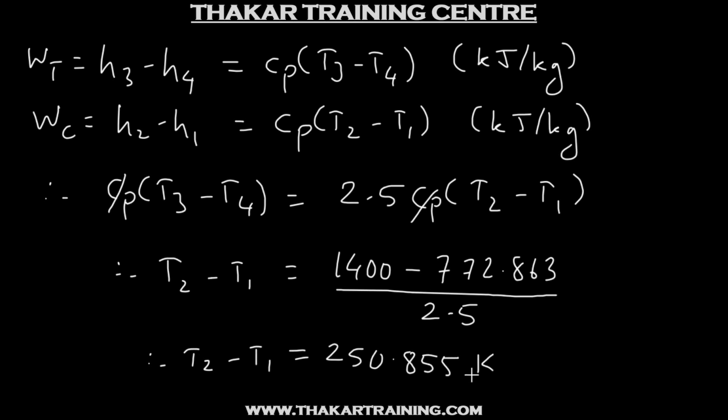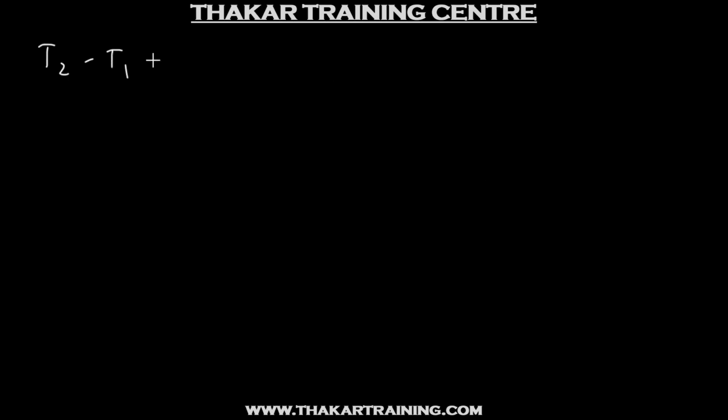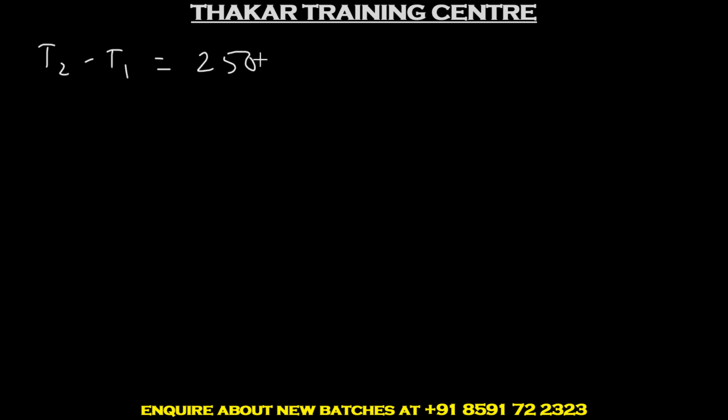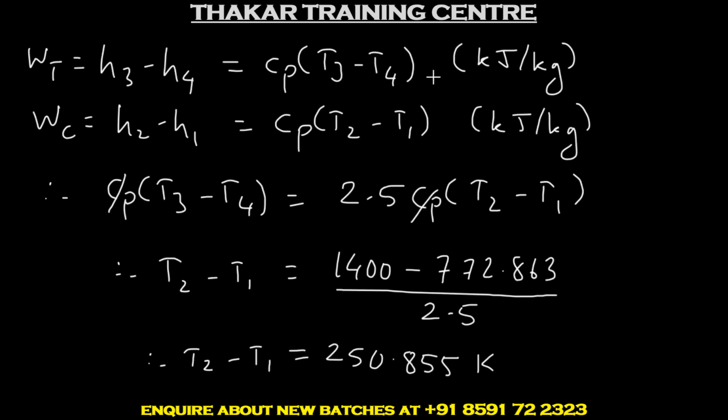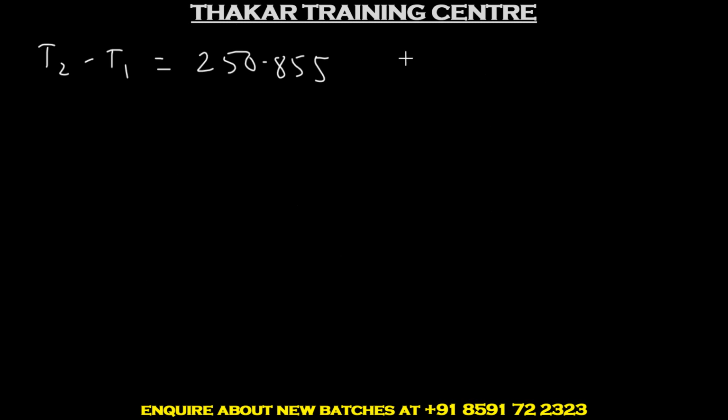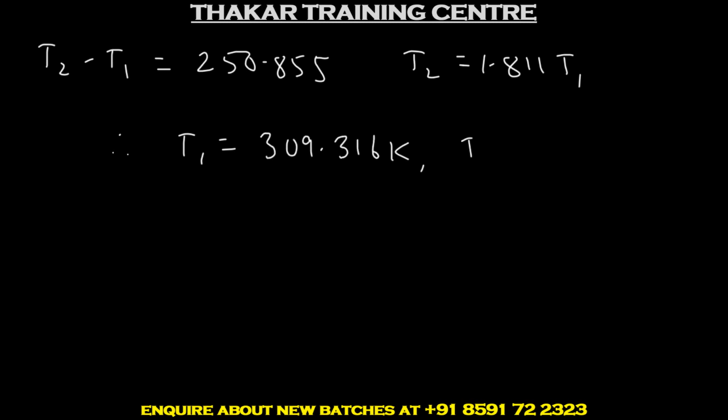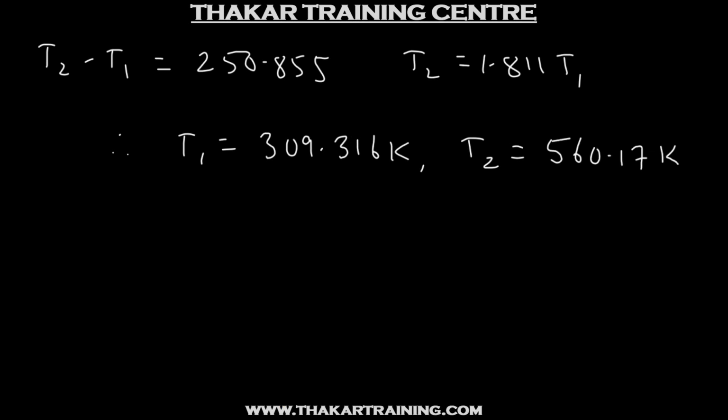This is the temperature difference. So we have T2 minus T1 equal to 250.855 and we have T2 equal to 1.811 T1. So on solving these equations we get T1 equal to 309.316 Kelvin and we'll have T2 equal to 560.17 Kelvin.